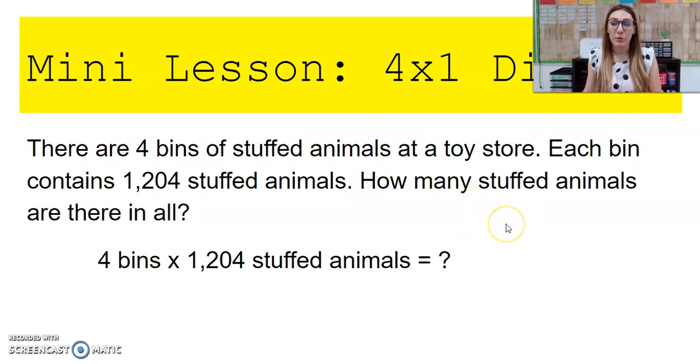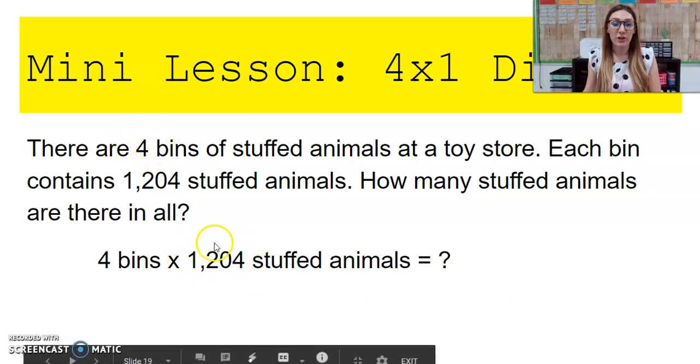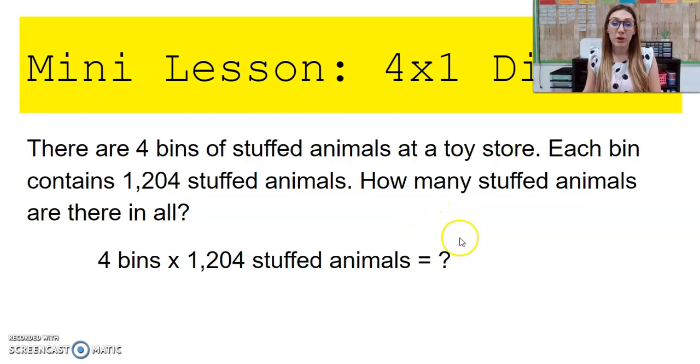Let's go ahead and look at an example for a 4-digit by a 1-digit example. There are 4 bins of stuffed animals at a toy store. Each bin contains 1,204 stuffed animals. How many stuffed animals are there in all? So we know this is a 4 by 1 digit because one of our numbers has 1 digit, a single digit, the 4, and one of our numbers has 4 digits, 1,204. It has 1, 2, 3, 4 digits in it. So we know we're going to be multiplying because they're asking us for a total. So our number is going to get larger. We're going to need 4 groups, and in each group we're going to need 1,204.